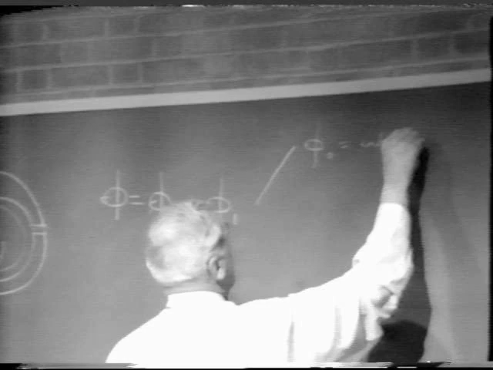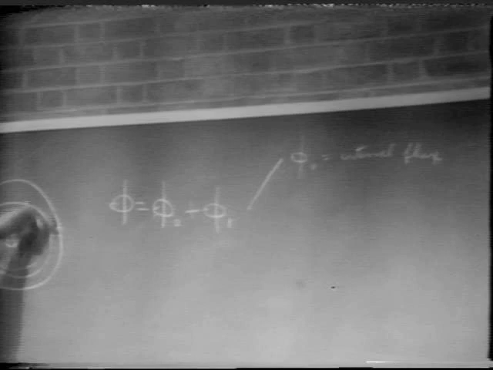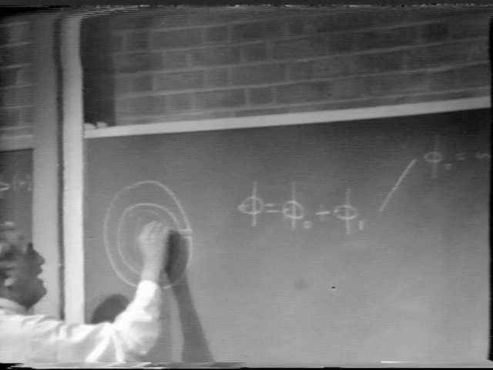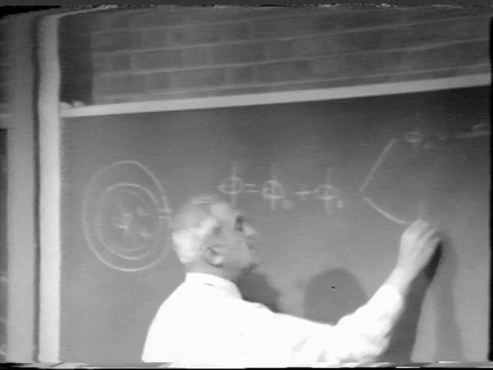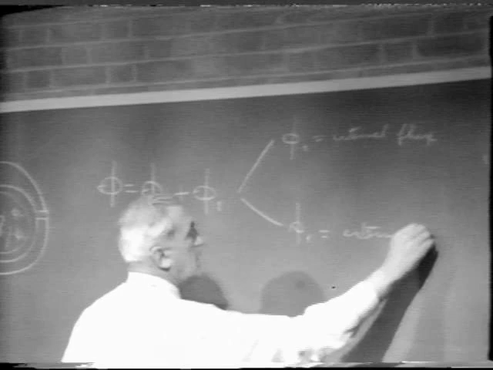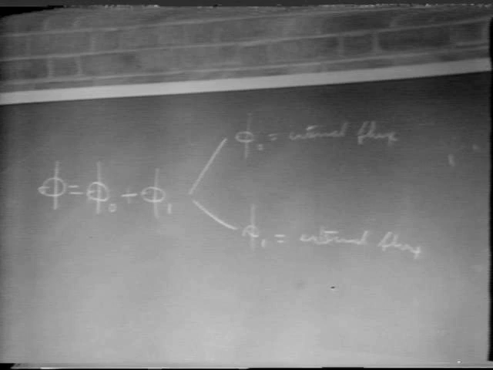By internal, I don't mean internal in the ring, but produced by the electrons themselves in this region here. There's a phi naught and a phi 1. Phi naught is the flux produced by the current itself, and phi 1 is what we before called phi, the external flux. Under the assumption which I made before, I maintain this equation here. However, there is now a second equation which I have to consider for phi naught.